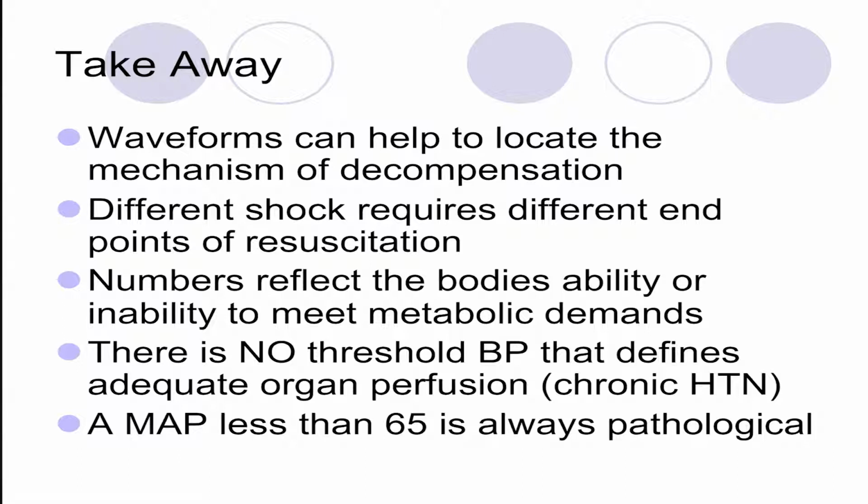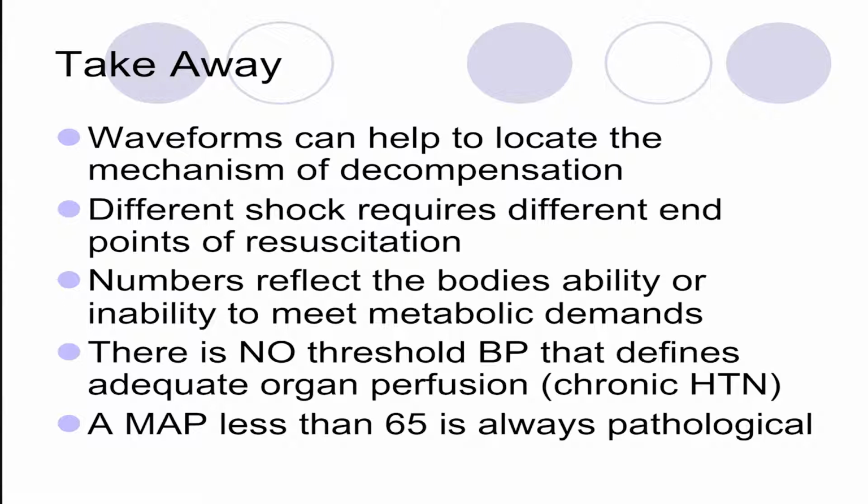Different shock requires different endpoints of resuscitation. So hemorrhagic shock versus septic shock. These help us find our endpoints. We're talking more now about with sepsis hitting them very early with lots of fluid and slowing things down. We tend to over-resuscitate for longer than we should in septic patients. If we are watching CVP trends and seeing what we're doing to the different portions of the heart, it helps us find endpoints on resuscitation.